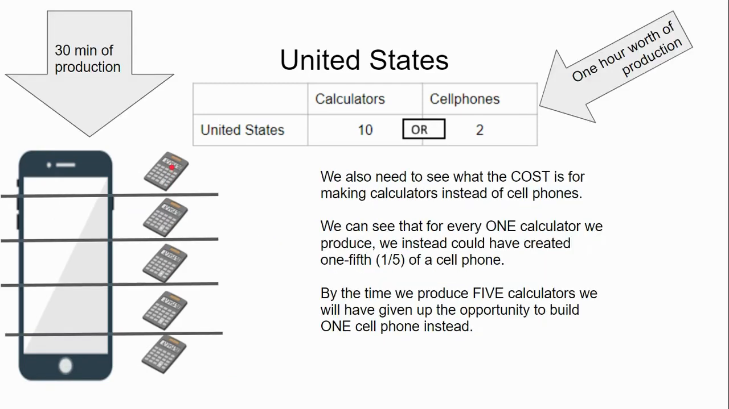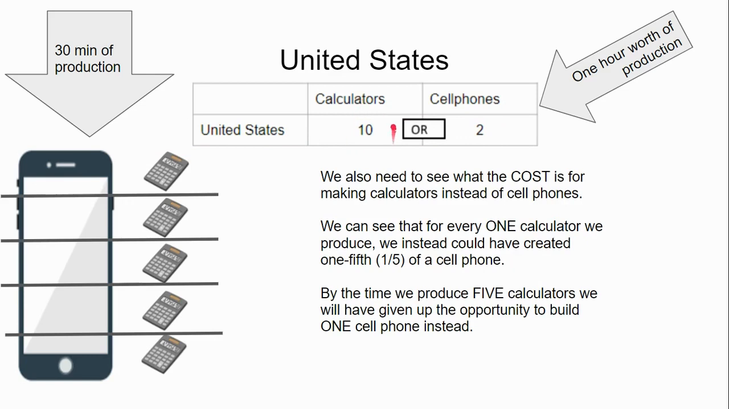And likewise, for the calculators, we also need to see what the cost is for making calculators instead of cell phones. We could see that for every one calculator, we instead could have created 1/5 of a cell phone, right? So if this is 1 hour production, in 1 hour, I could make 10 calculators, or in 1 hour, I could make two cell phones. Well then, if I'm looking at the cost of one cell phone, if it takes me 1 hour to make two, that means it takes me 30 minutes to make one.